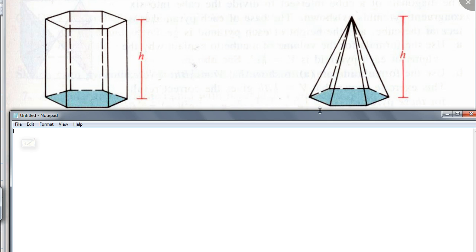Okay, in other words, if they have the same congruent base area and the same height, which one has more volume, first of all? Yeah, the first one, of course, the prism. But how many times more would the prism have? How many people say 2? The prism is going to be twice as big.